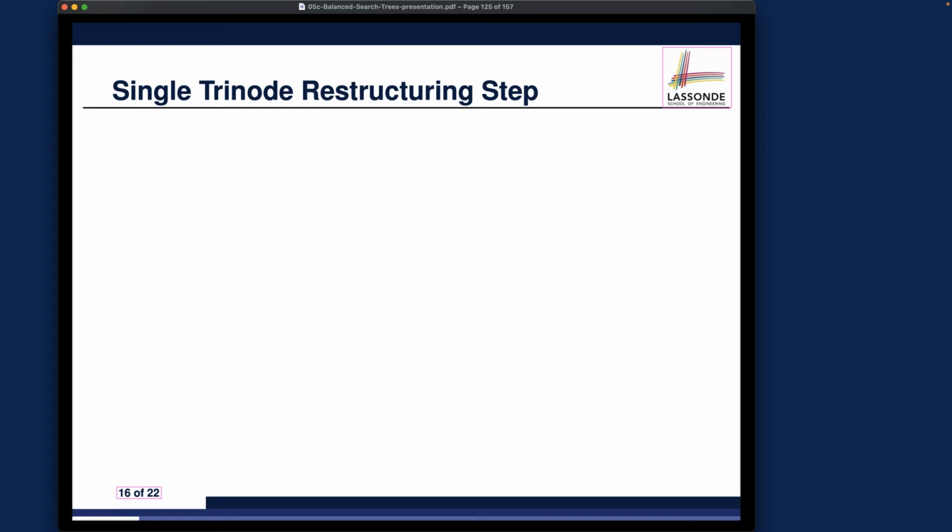There are two exercises available for you to complete. The first one is a simpler one, meaning that after the deletion from the BST, there's only one single trinode restructuring step to really perform in order to restore the balance. Only a single rotation is needed. And for that one, I'm going to leave that to you because it's a very similar exercise to what we did earlier for the insertion.